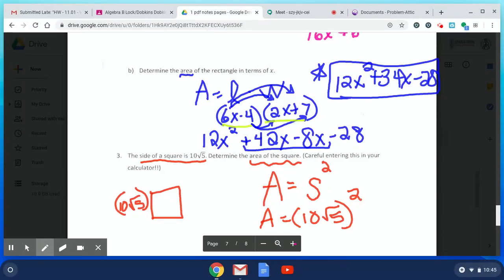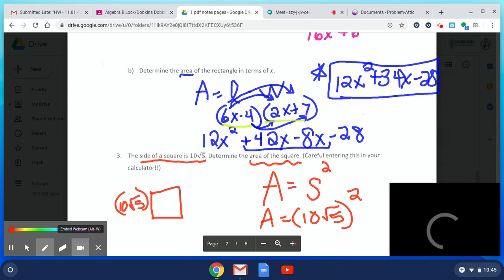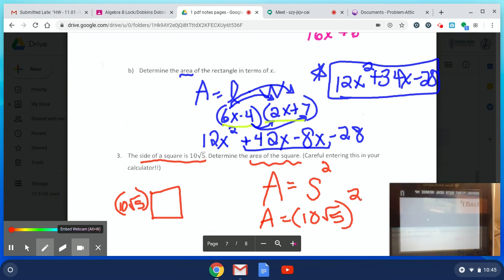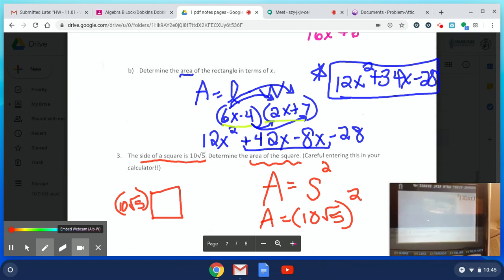Do you do it into y equals, or? Nope, we're just looking at numbers here, so it should be on our home screen. Yeah. So if you guys can see my calculator screen, we put in, and I know it's backwards, sorry about that. But we put in 10 times radical 5.